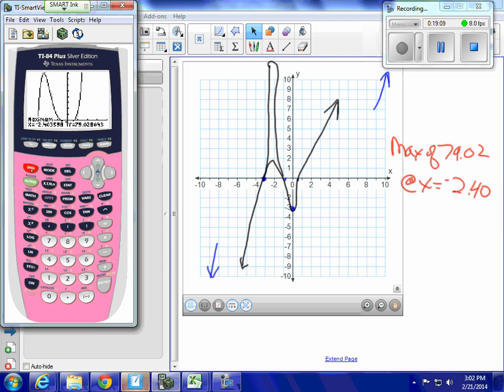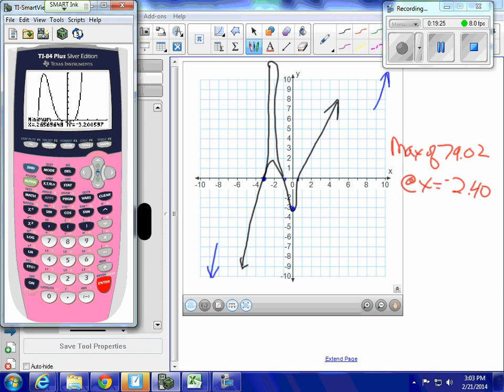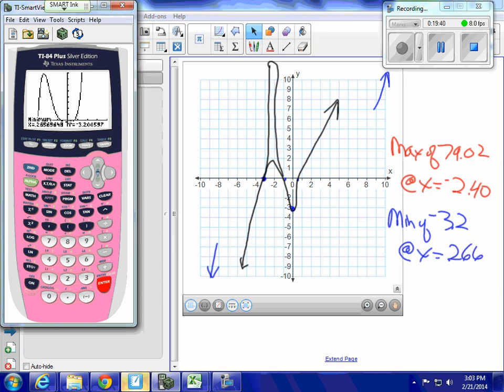I want to find my local minimum. Second calc, I want to find a minimum. I know that minimum is between -1 and +1. I hit enter. I have a minimum of -3.2 at x equals 0.266. So my minimum is not exactly on the y-axis. It's a little bit over to the side. It's not right on the y-axis. My minimum is not negative 3, it's a little bit lower than negative 3.